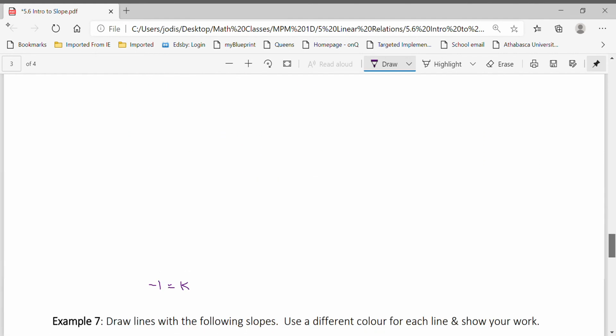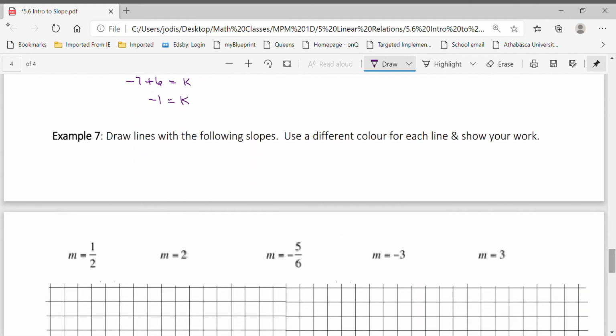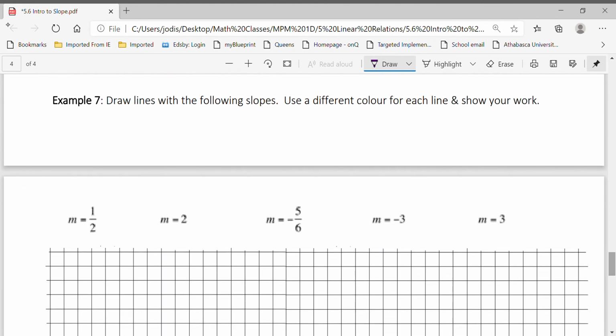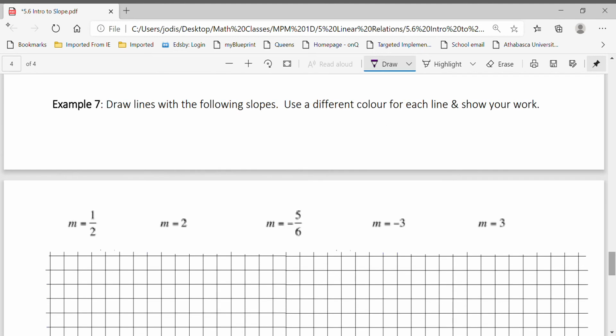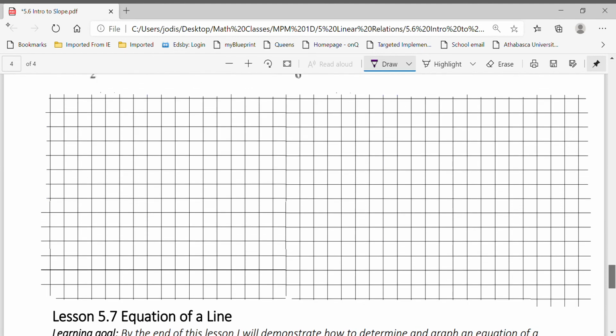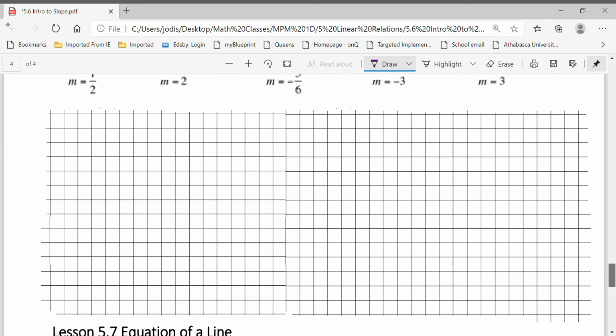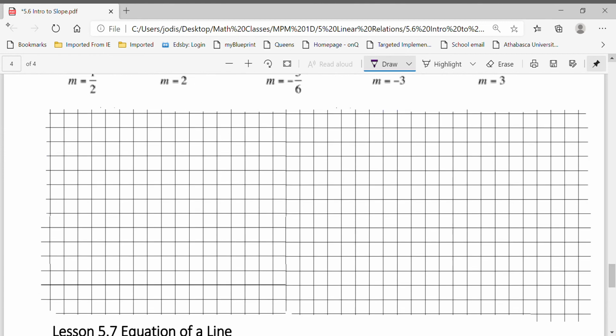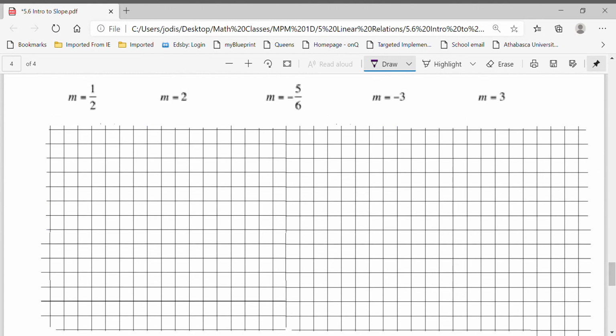And then for the last one, we want to draw lines with the following slopes, and we're going to try and use a different color for each line and show our work. Ooh, this is kind of blurry. There. I think I got enough room here. Okay. So the first one, if you can read that blur, is m equals a half, right? So our slope is 1/2.